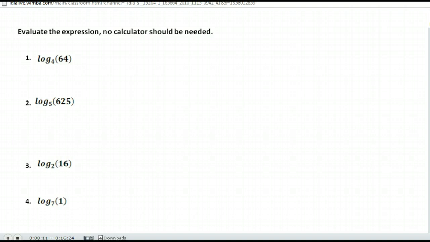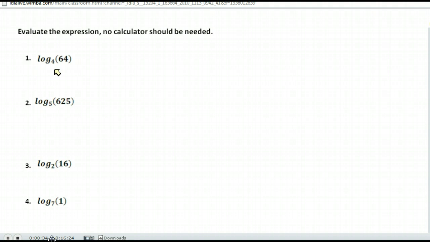Okay, in this unit, we're going to be talking about logarithms. Logarithms are the inverse of exponents. For example, we're asked to evaluate these expressions, and it says there should be no calculator needed. There is a way to do these on your calculator. However, they kind of want you to analyze the logs and find the answer that way.